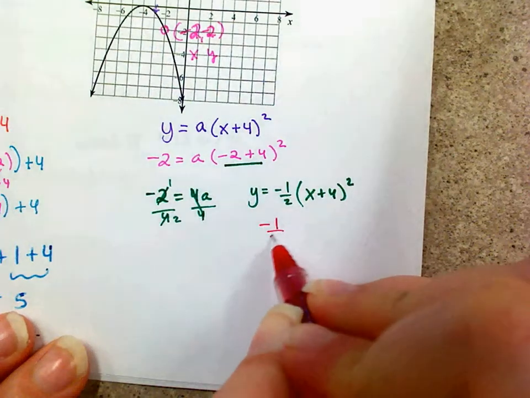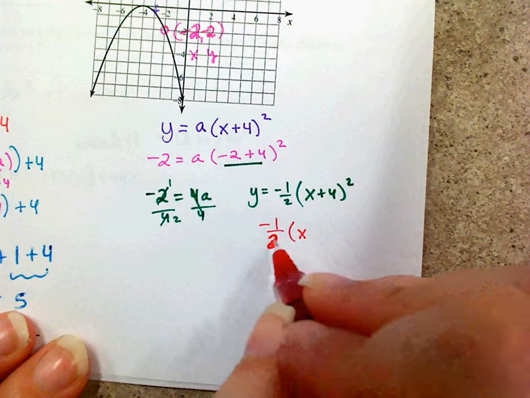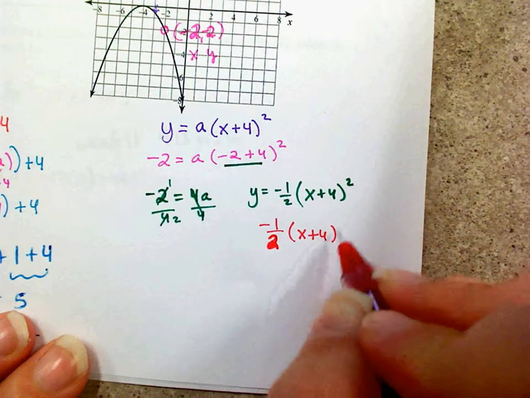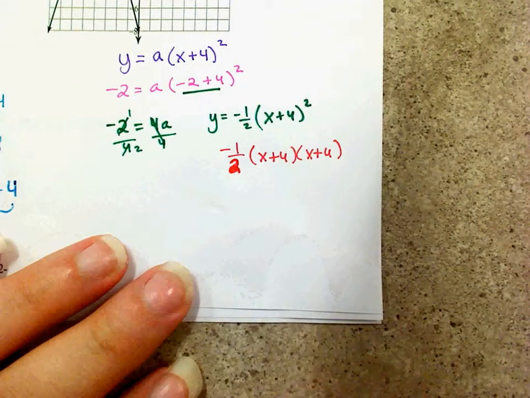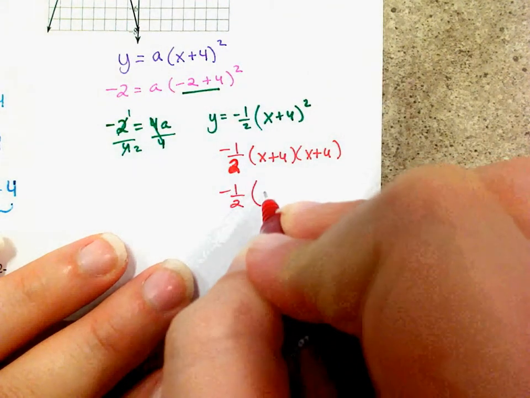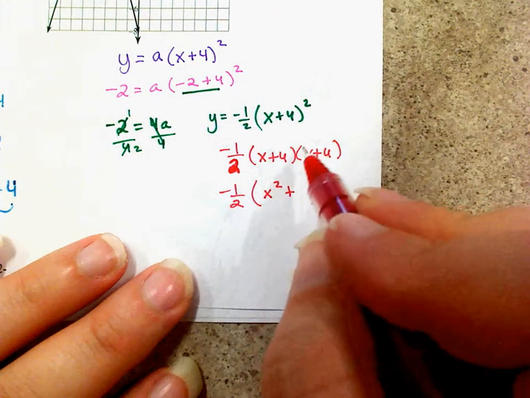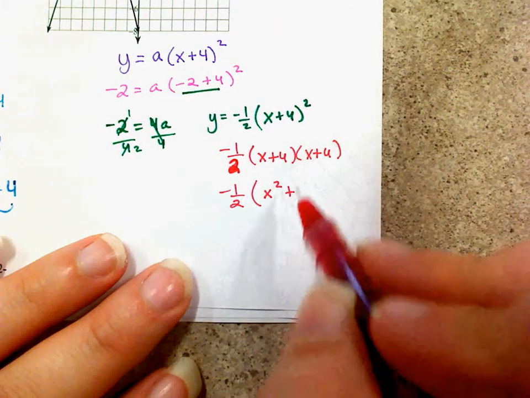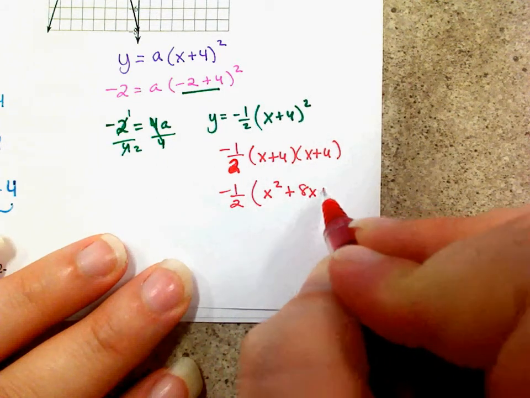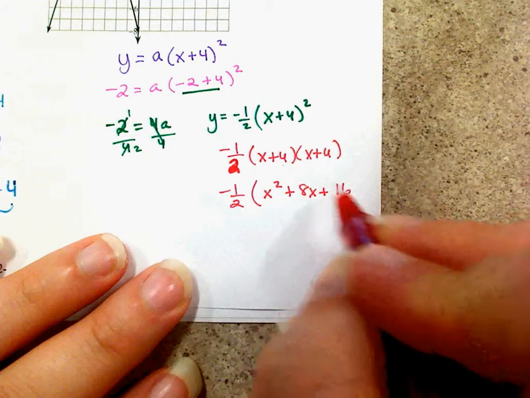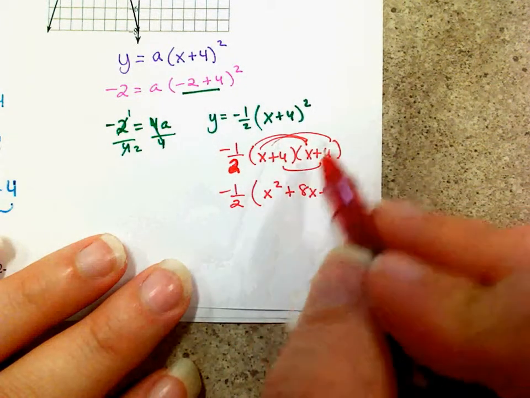So x, ooh, that's a 2. So x plus 4 times x plus 4. Can y'all go ahead and tell me what that is? Right, x squared. Okay. X squared plus 4x plus 4x, which you guys are saying, plus 8x, and then plus 4 times 4, which is 16, right? So you got x squared plus 4x plus 4x plus 16.